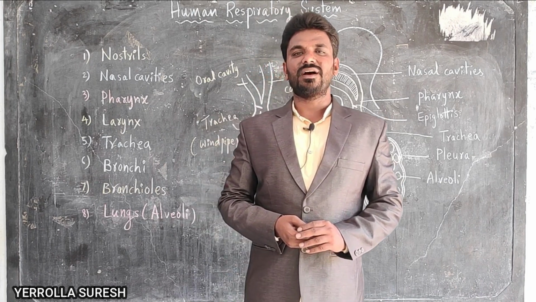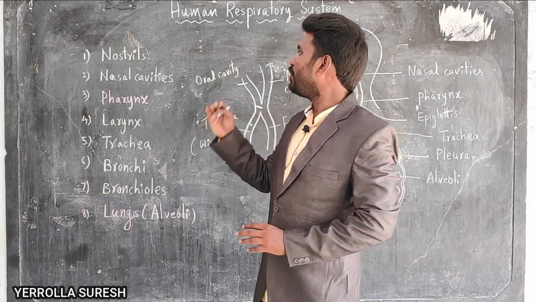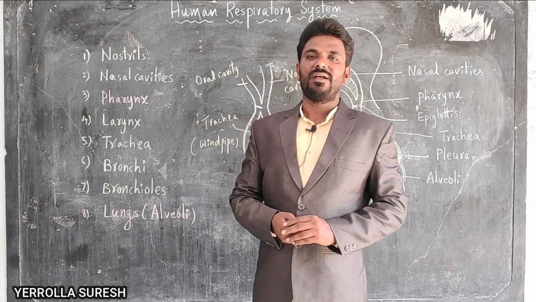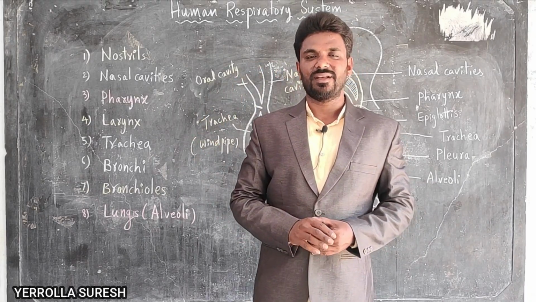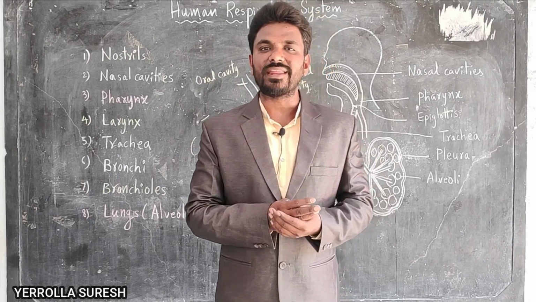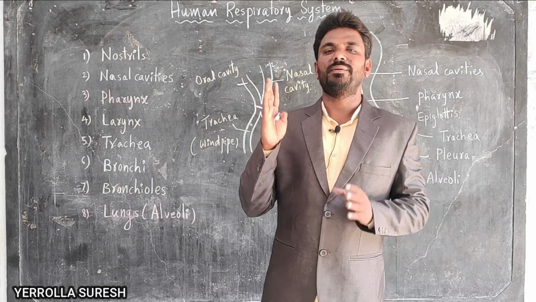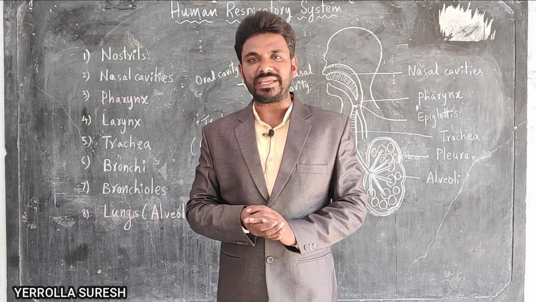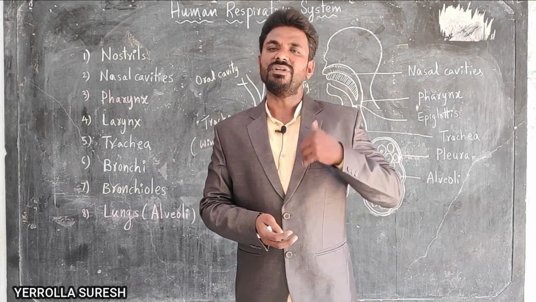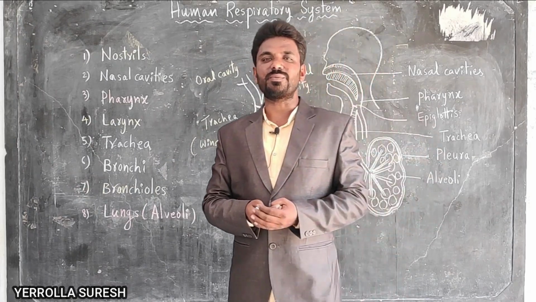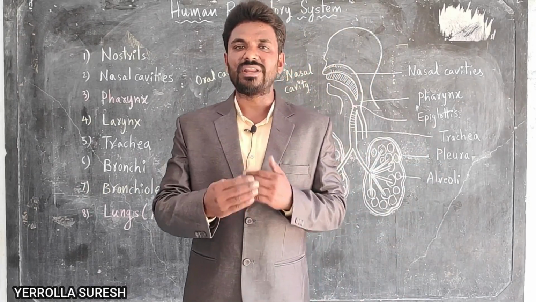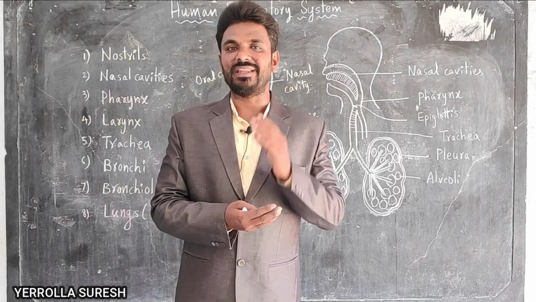Now in this session I am going to explain to you the human respiratory system. What is the respiratory system? A system which is useful to carry out the process of respiration is the respiratory system. That means the main function of the respiratory system is respiration. What is respiration? Respiration is a process which is responsible for releasing energy from the food material.